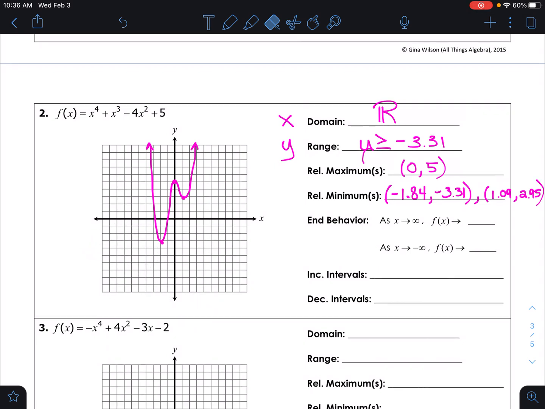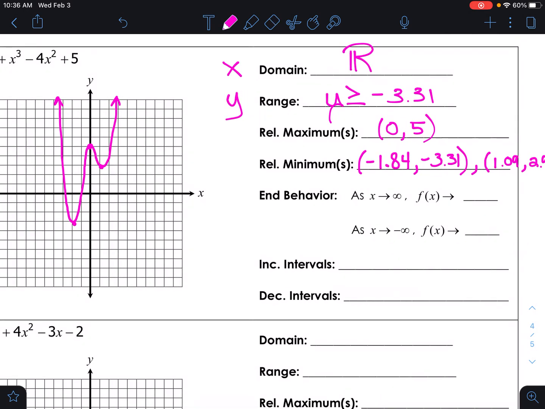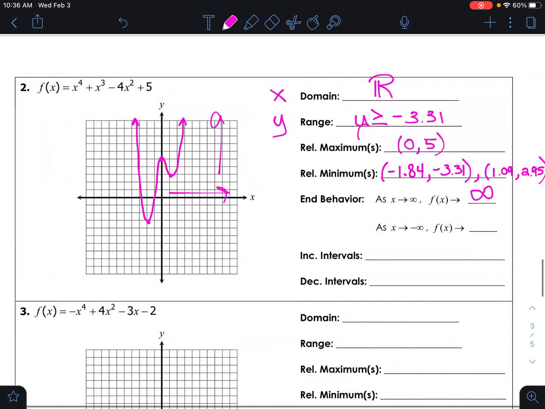Okay, end behavior. As x goes to infinity, as x goes this way, what happens to y? It goes up to infinity. Okay, as x goes to negative infinity, what happens to y here? This also goes to infinity.